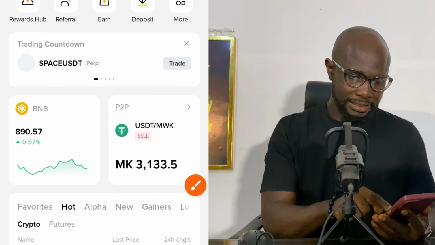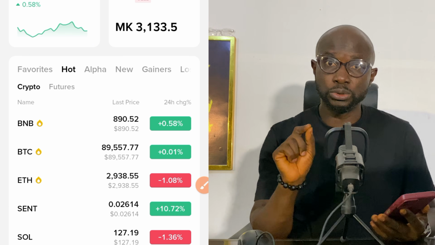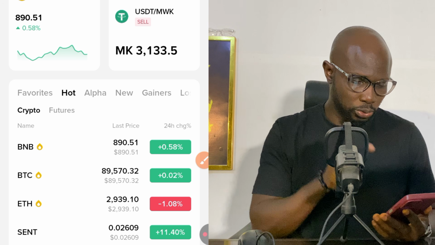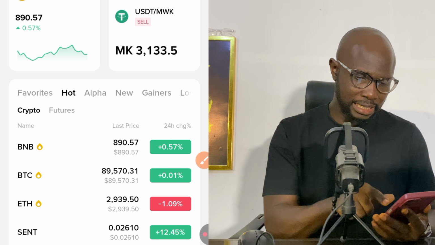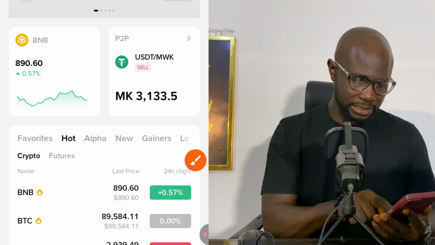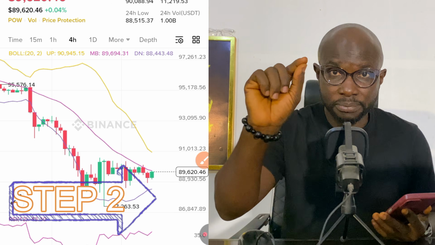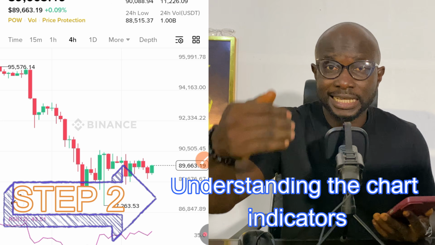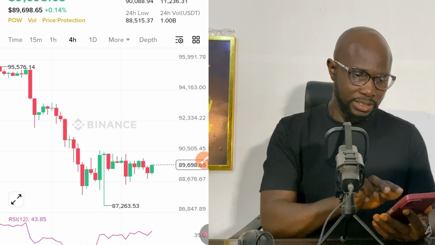So when selected, we have to go to step number 2. But before we move to step number 2, we have to select a coin. For instance, let me pick either this or this. Okay, let me pick this BTC anyways. Now let's move to step number 2. Step number 2 is understanding the chart indicators. So this is the chart.